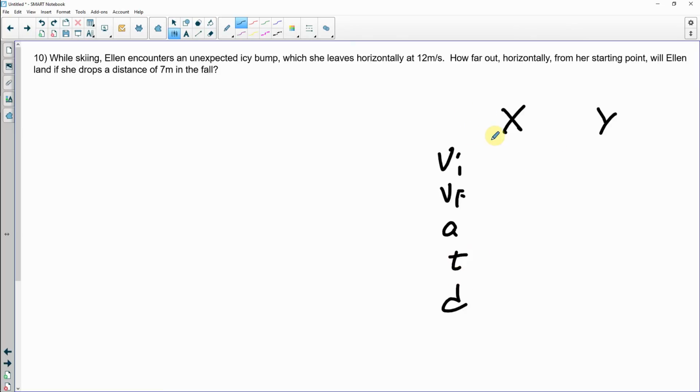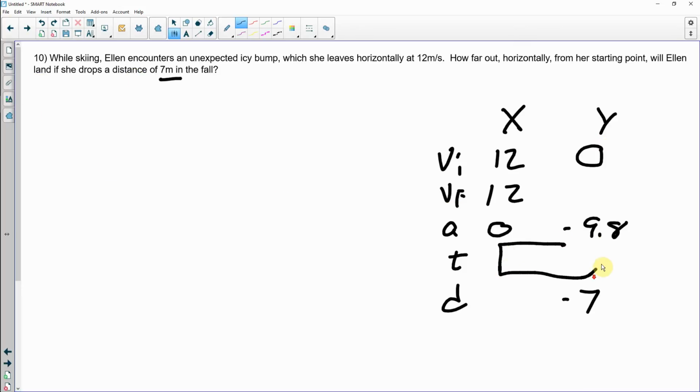We know the velocity in the x is 12, the final is 12 because the acceleration is 0. And we know that's going to be negative 9.8. We also know she falls 7 meters, so that's going to be negative 7, and she goes horizontally off of this thing, so that's going to be 0. So again, we got to find the time, because the time is what's going to be the same for the x and the y, and then we can figure out that displacement, and hopefully I can fit it in there.